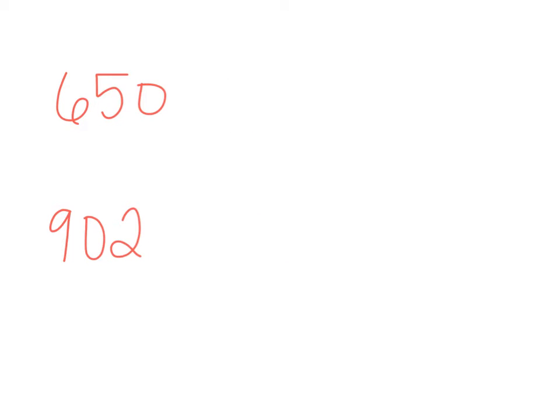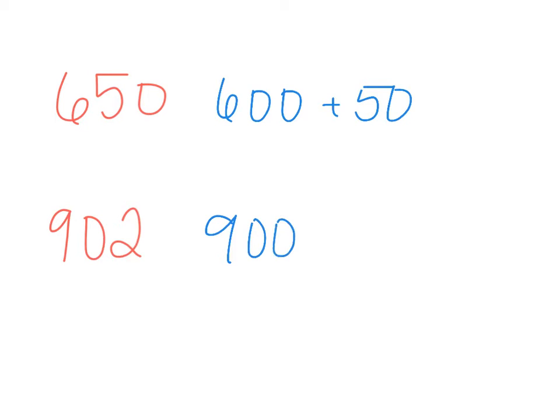Finally, with 650, it's the same thing as 600 plus 50. And then 902, when I expand it into its place value, is the same thing as 900 plus 2. Notice that there is not a 0. I don't put a 0 tens there. We know it's there, though, because of that placeholder 0.